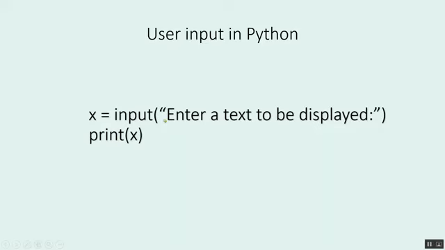So we have an input function here, and inside we have a parameter text, which is the text to be displayed. This will be displayed before getting the user input. And then once the user enters an input, or let's say text, just like what is being prompted here, it will be assigned to our x variable. After that, we just need to print x.